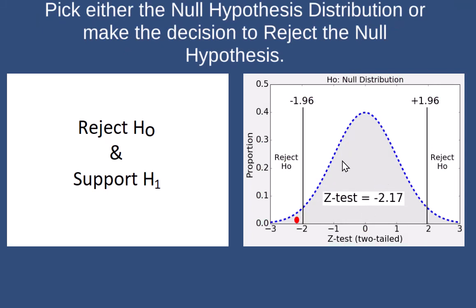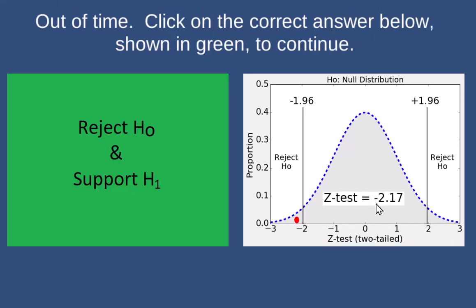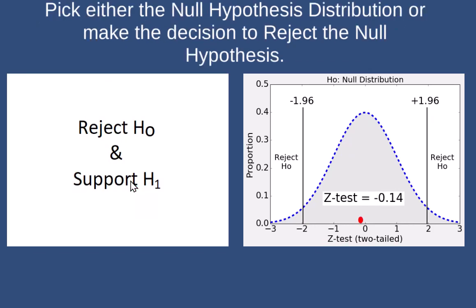Here, the null hypothesis distribution did not lead to a good prediction. There's not a good fit, right? The z-test is negative 2.17. The bigger the value, either plus or minus, the worse the fit. So we'll go ahead and reject the null. A z-test of 0.56, we're retaining it. A z-test of negative 2.0, we'll reject. A z-test of 1.96 is right on the line, and it is rejected.